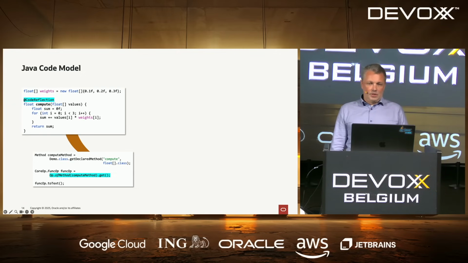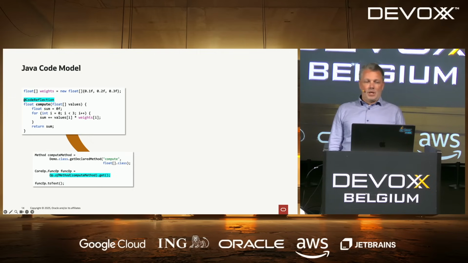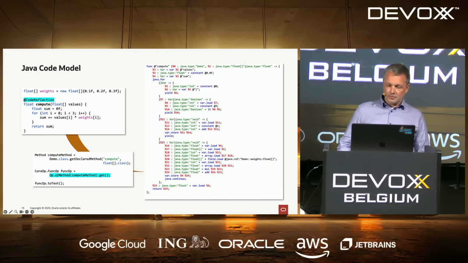So there we can get the code model of our method, as you are used to do with reflection in Java. There is no magic behind it. And anytime we can ask for a textual representation of the code model, which looks like this.